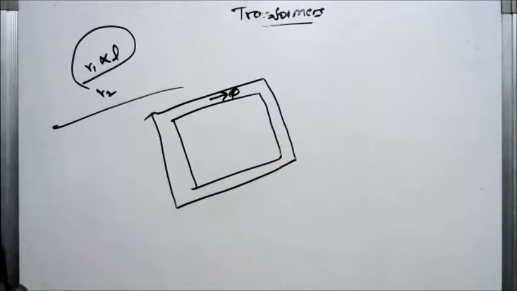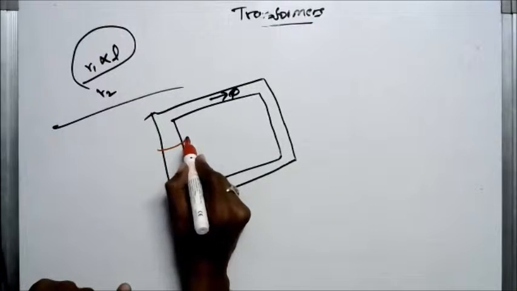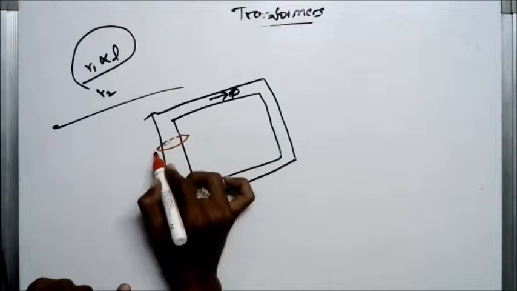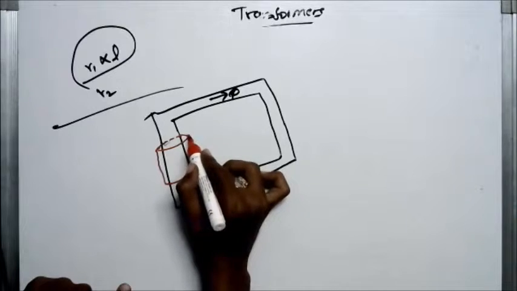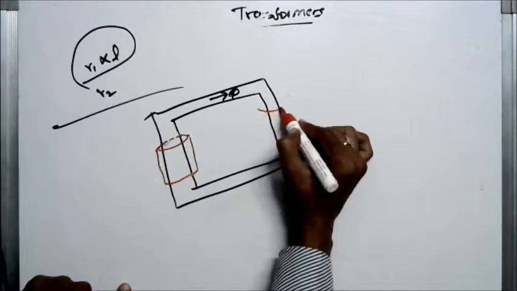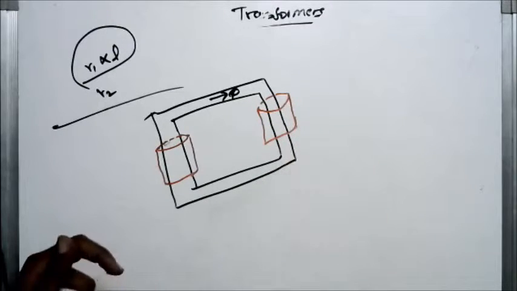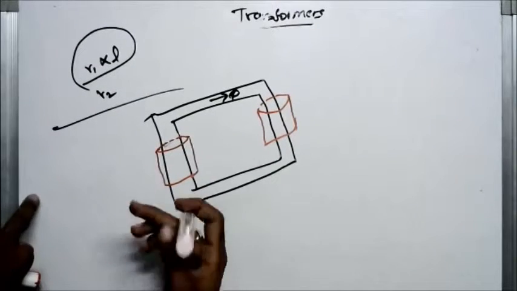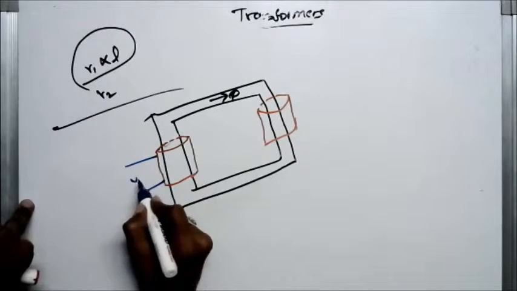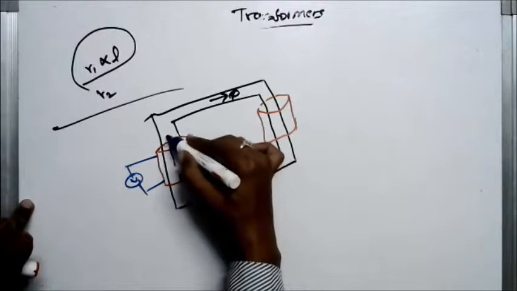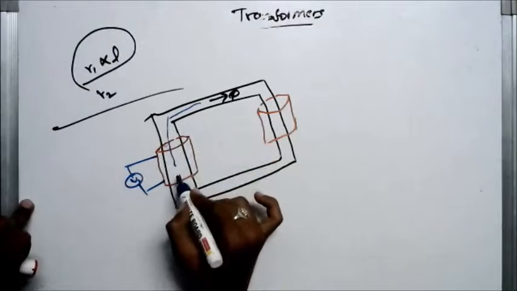That's why there is a leakage at the primary and the secondary. That flux is called leakage flux. So I will say this is the primary winding, this is the secondary winding. We have connected source V1 here and the flux will be emitted. So this flux is called core flux.